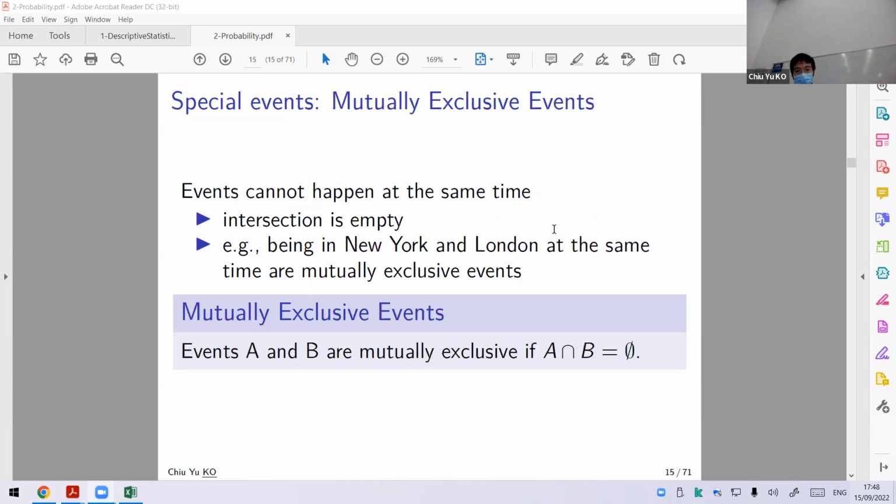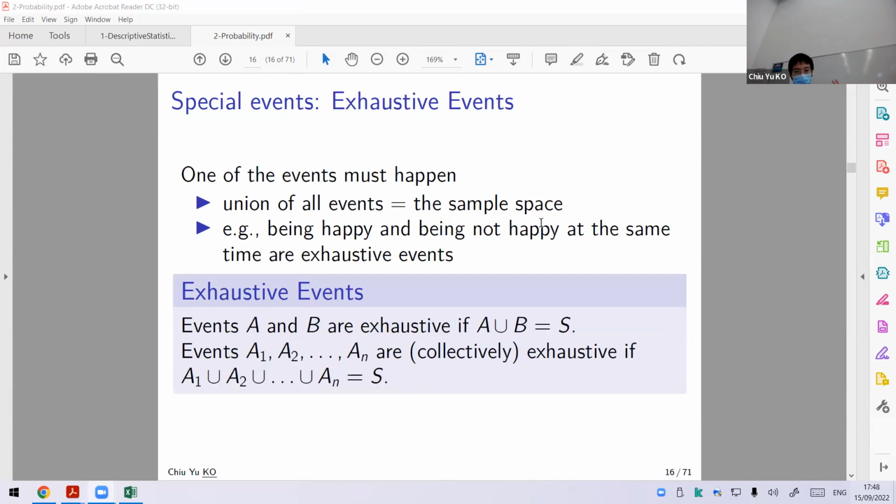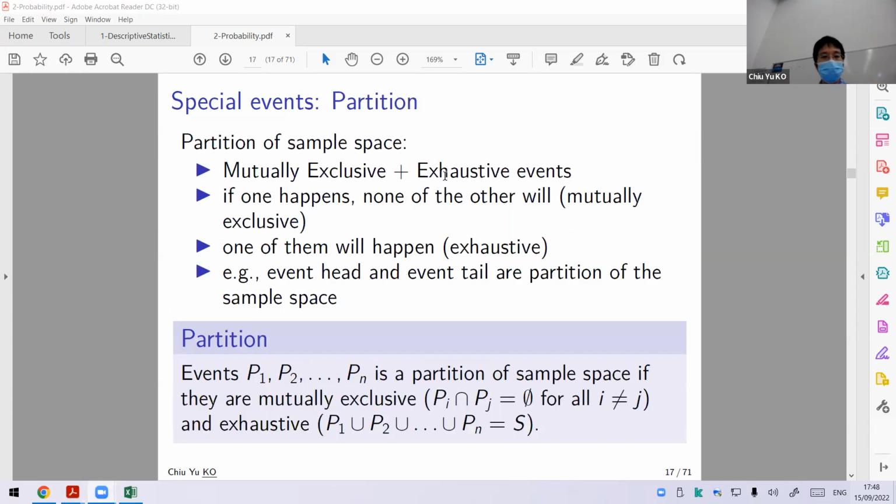Before, we had exclusive and exhaustive. So naturally you can combine them together, and we call it mutually exclusive and exhaustive. In that case, we have the name partition. Just to remind you, mutually exclusive means if one happens, the other would not. But one of them will happen, because of exhaustive.